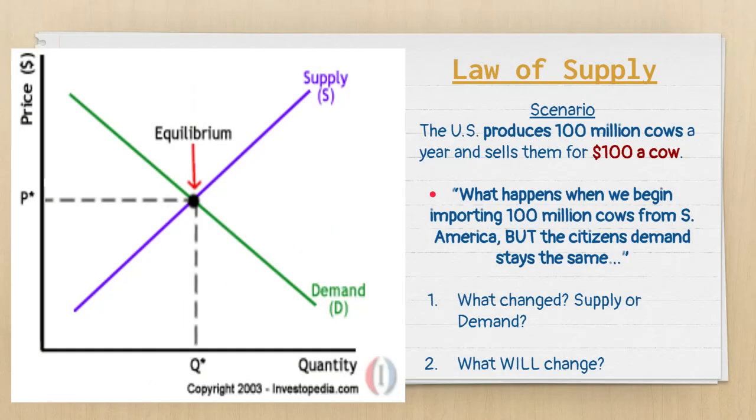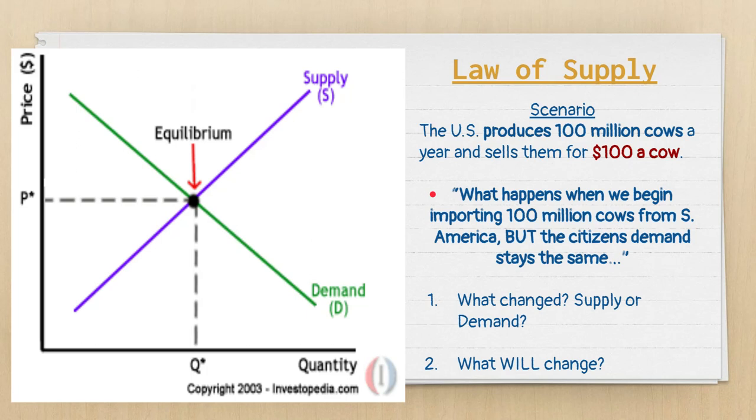So let's put a scenario in here, and I'm going to throw a few variables in. Let's say the US produces 1 million cows. And each year they sell those cows for $100 a cow. So 100 million cows, $100 a cow. Well, here's a variable that's thrown into this. What happens when we begin importing, so bringing from other countries, 1 million cows from South America? But the demand for those cows stays the same. So we have an influx, or an additional 100 million cows coming from South America.